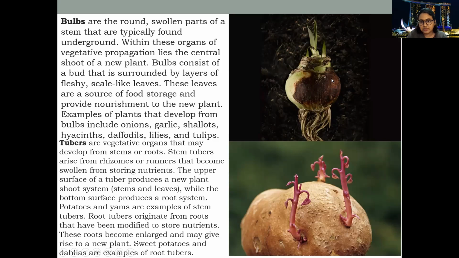These are the scaly leaves, fleshy scaly leaves. These leaves are a source of food storage and provide nourishment to the new plant. So you can say onion, garlic, lily, daffodils, tulips, hyacinths, all are this kind of plant; they propagate by bulb formation.